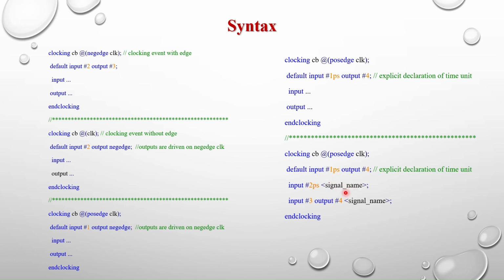Here you can mention the signal name, and that signal will be sampled 2 units before the posedge clock, and here the signal name is there, right? So this signal also can be sampled 3 units before the posedge clock and driven 4 units after the posedge clock. So only for particular signals we can provide the input and output skews, and if you don't provide the input and output skew separately, then it will follow the default one. Default input #1ps, output #4. If you want to separately sample or drive the signal, then you can provide it like this. So this is all about syntax.